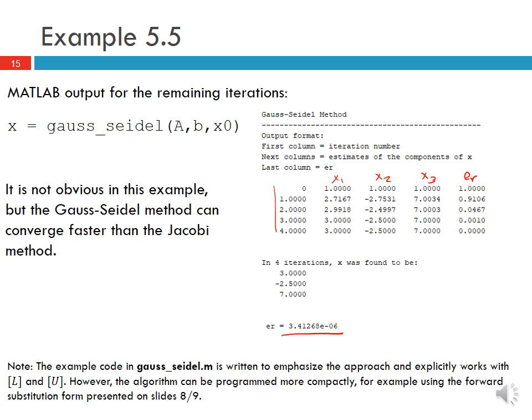Now, an important thing to note about the example code that I provided, Gauss-Seidel.m: it's written to emphasize the approach and explicitly works with L and U. However, the algorithm can be programmed more compactly, for example, if we use the forward substitution form that was presented on slides 8 and 9. So you can try to reprogram the method using that form of the forward substitution method if you would like.